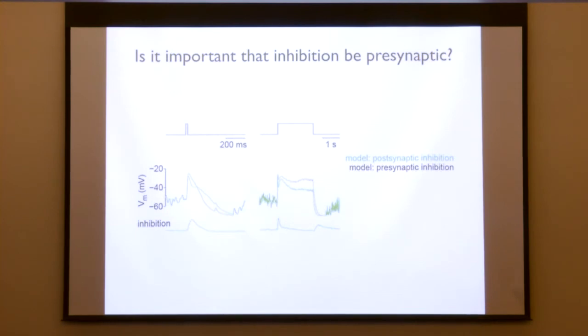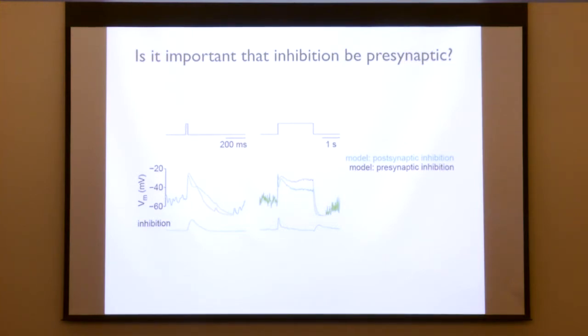And what if it were not presynaptic? We can change our model from a presynaptic inhibition model to a postsynaptic inhibition model. And one thing we see with presynaptic inhibition is that having inhibition actually increases the signal-to-noise ratio, that is, the difference between the odor-evoked signal and the baseline. That's because presynaptic inhibition tends to have more of an effect at low firing rates than at high firing rates. I can tell you why that is if you're interested.